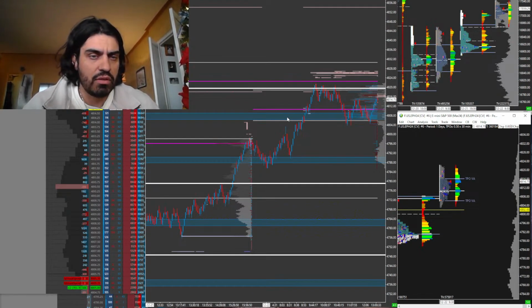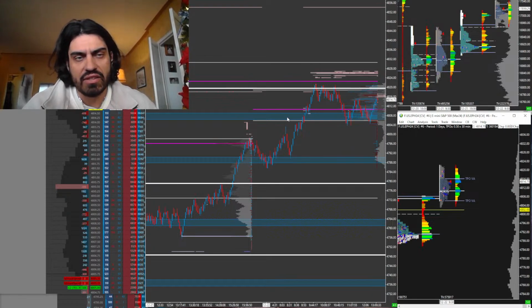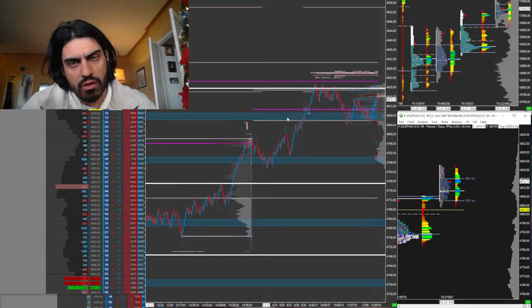So this is it. I got 2 little baby lots running, probably the last real trade of the year. And other than that long, I'm still holding from yesterday on the minis, but that's it.